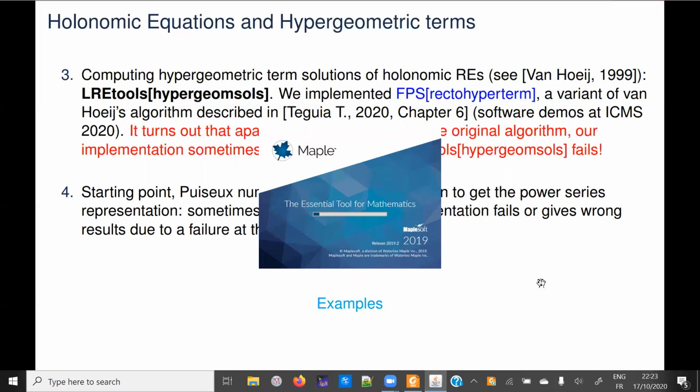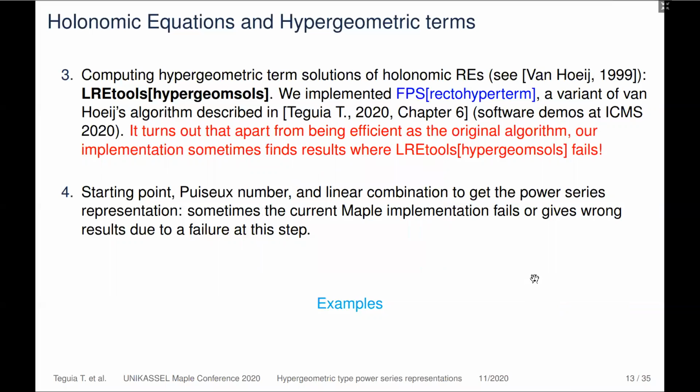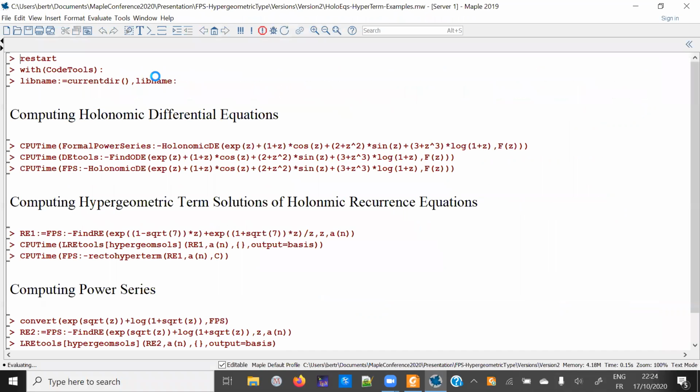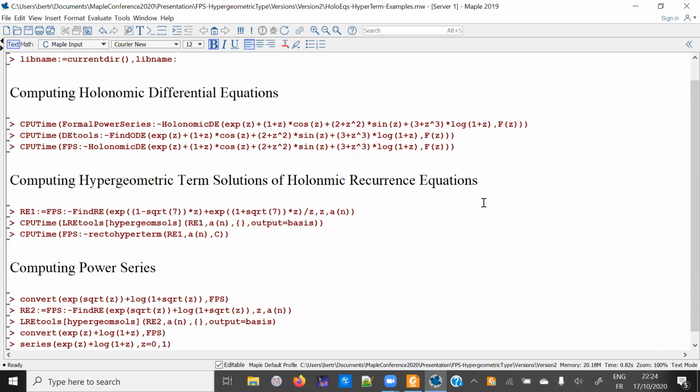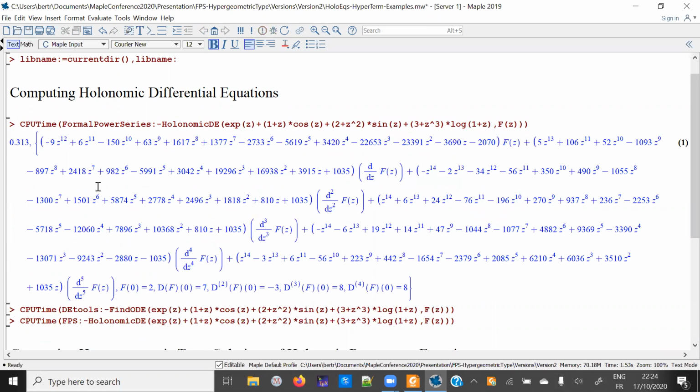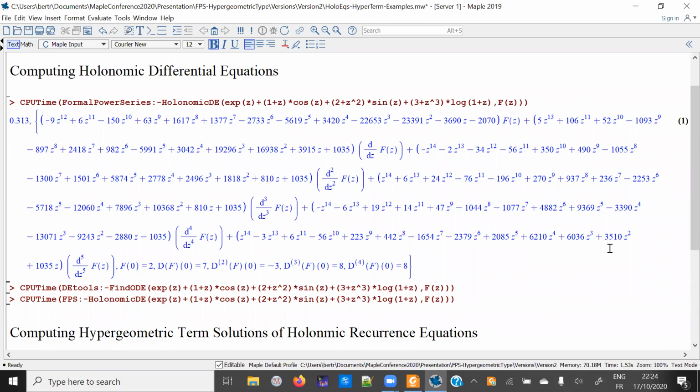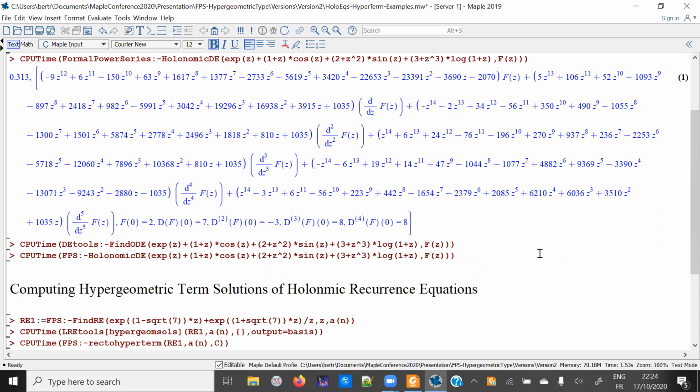We open Maple. Now here we start the package. We load the GF tools to show the timing. And here is to read our library. First, we compute a differential equation for this expression of Z. We have many linearly independent terms. Here is the timing, and here is the differential equation. One can observe that the coefficients here are not factorized, and we have this timing here.